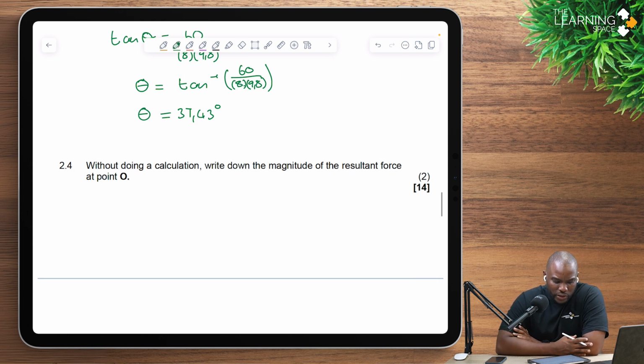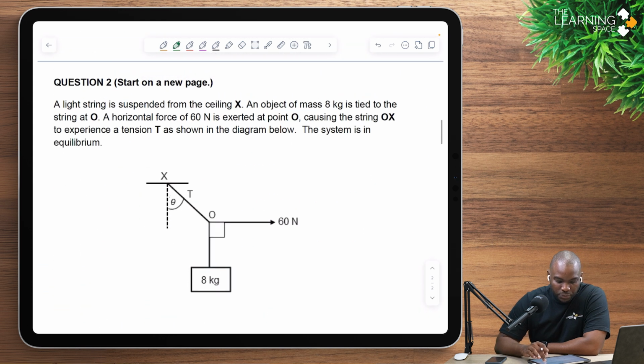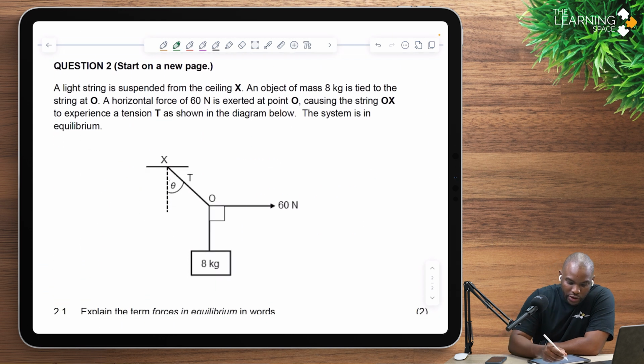2.4 then says, without doing a calculation, write down the magnitude of the resultant force at point O. Quickly see if you can put your answers down in the chat before I'm done with my solution. Now let's quickly come back and look at this question and see what happens at point O. There's a very important part that we were told about this question, and the important part is that the system is in equilibrium. What did I say about equilibrium?